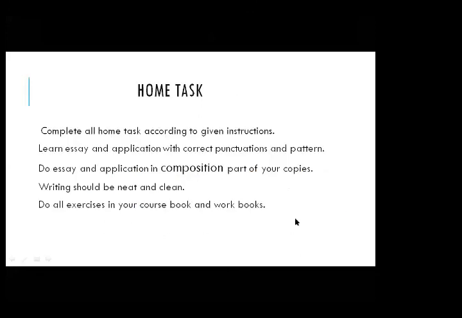Okay. Now this is your home task, students. Kindly take the screenshot of the home task. Complete all the home tasks according to the given instructions. Learn the essay and application with correct punctuation and pattern. Do the essay and application in the composition part of your copies. Writing should be neat and clean. Do all exercises in your course book. Okay, students?